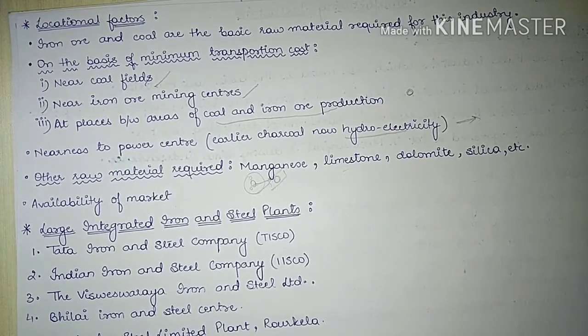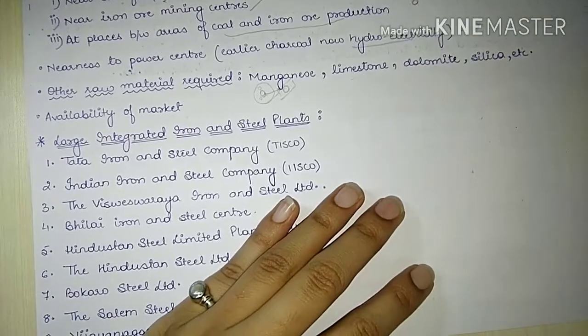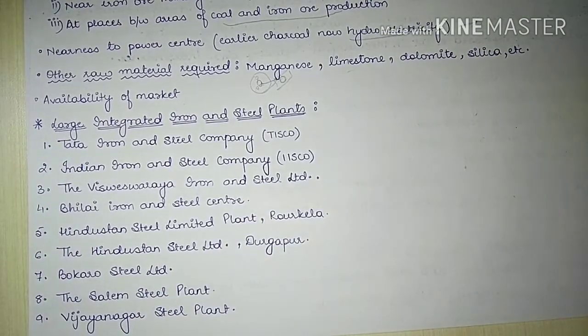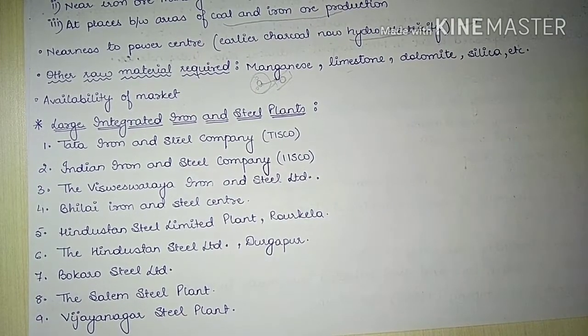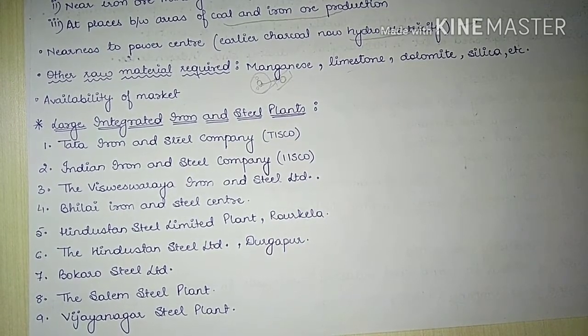Then after that we will look into large integrated iron and steel plants of India. First one is Tata Iron and Steel Company, that is TISCO. It is the oldest iron and steel center in India. It is a private sector enterprise which was established in 1907. It was established by Jamshedji Tata in Singhbhum district.